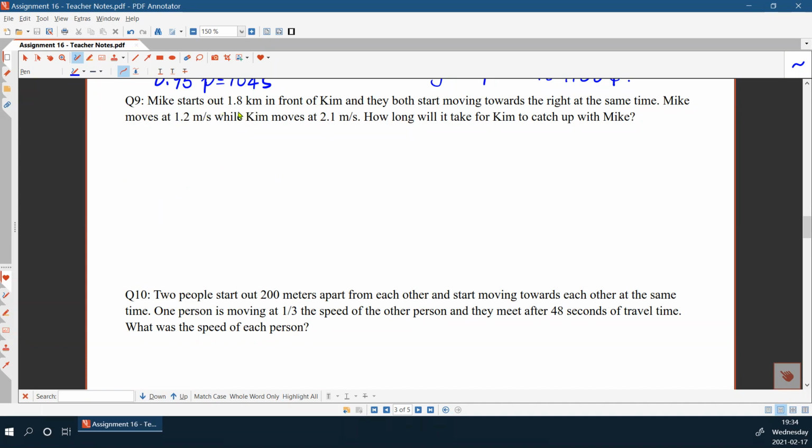Mike starts out 1.8 kilometers in front of Kim, and they both start moving towards the right at the same time. So this tells us, suppose this is Mike, and it travels towards the right. And it starts 1.8 kilometers in front of Kim. So Kim is behind, right? So this is Kim. Also, he's traveling to the right. And the distance between them here is 1.8 km.